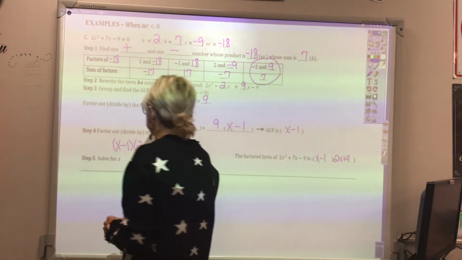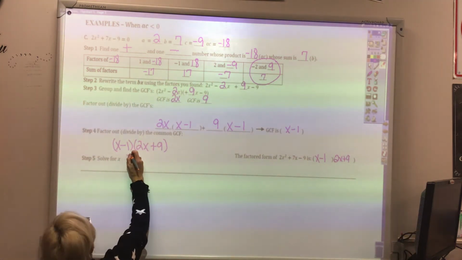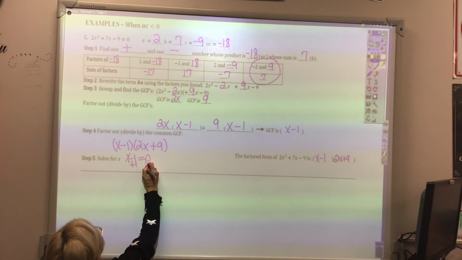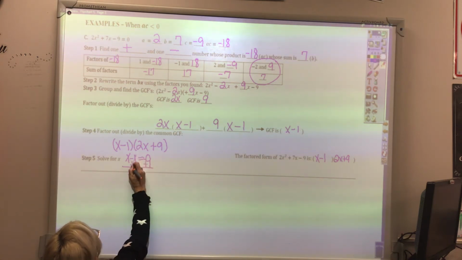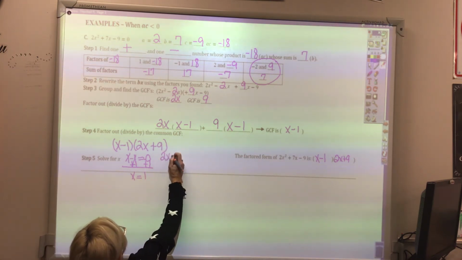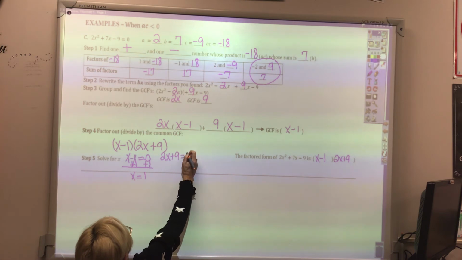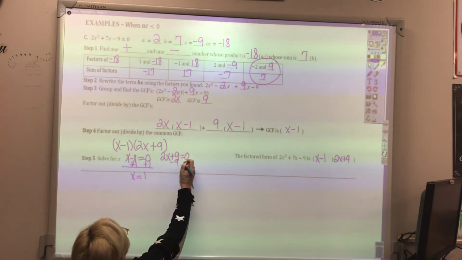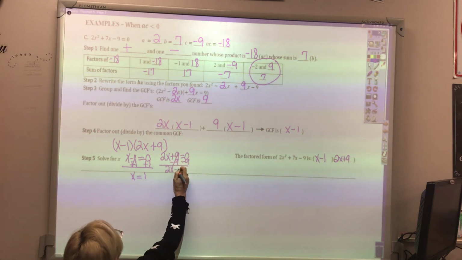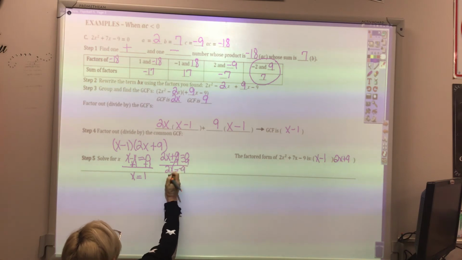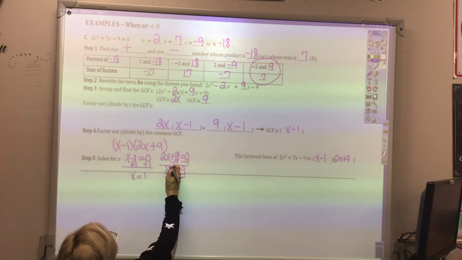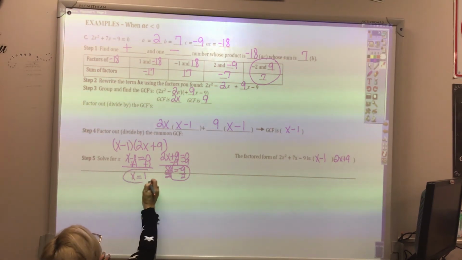We'll solve for x. X minus 1 equals 0. Add 1 to both sides. X equals 1. 2x plus 9 equals 0. Subtract 9 from both sides. 2x equals negative 9. Divide by 2. X equals negative 9 halves, and x equals 1.